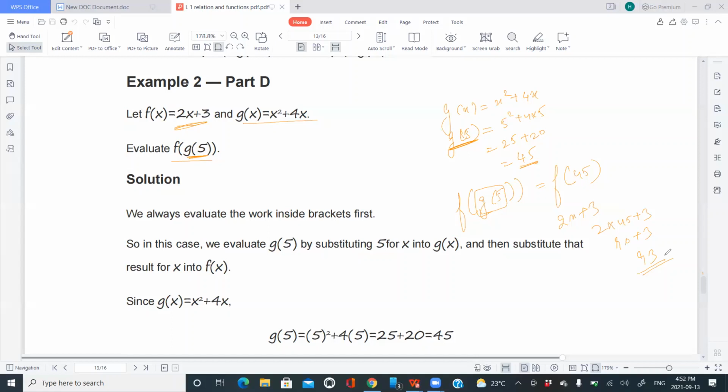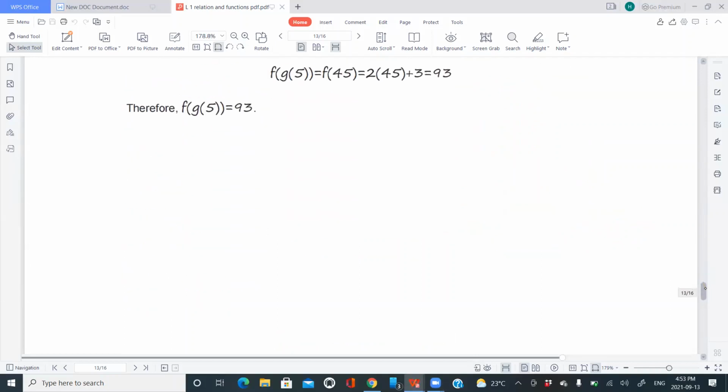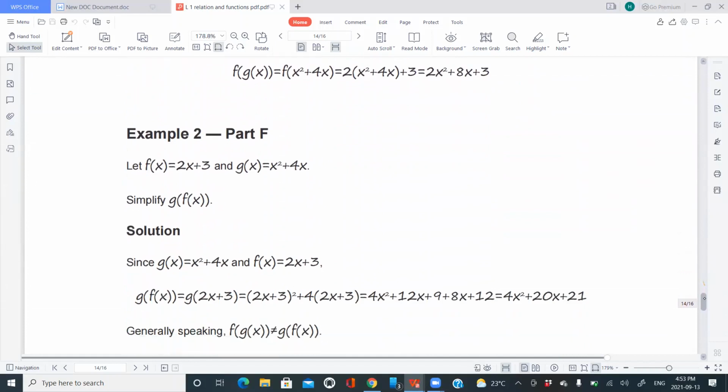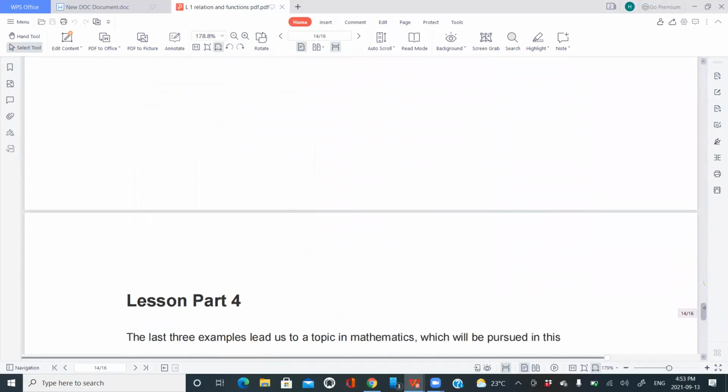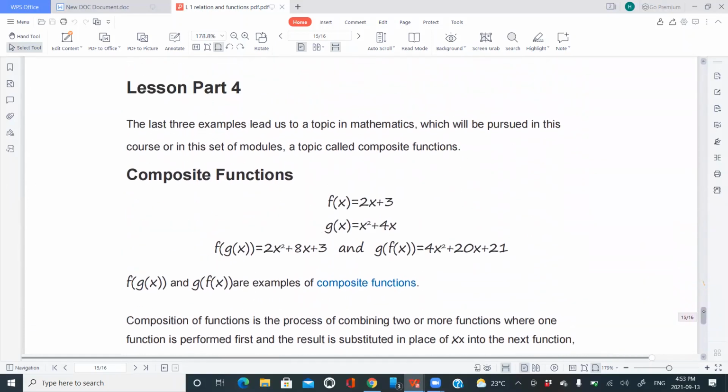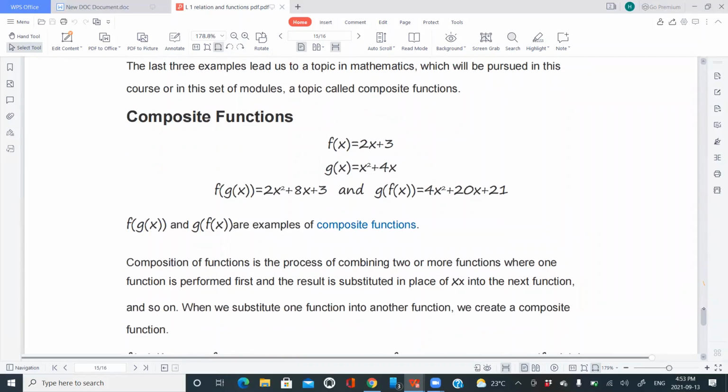So this is a kind of composite function. That means plugging a function into another function in place of x. Got it? These are some more examples you can see in your notes. And this is a detailed example of composite functions again.